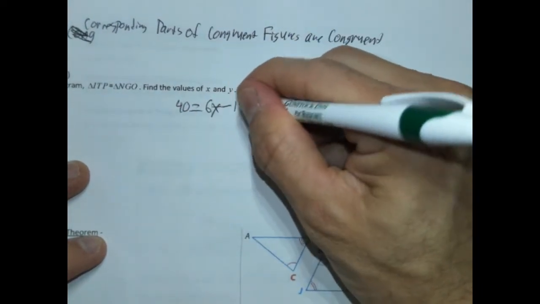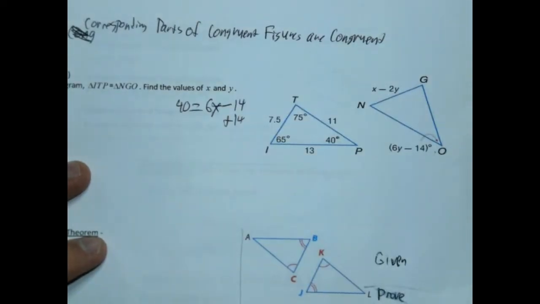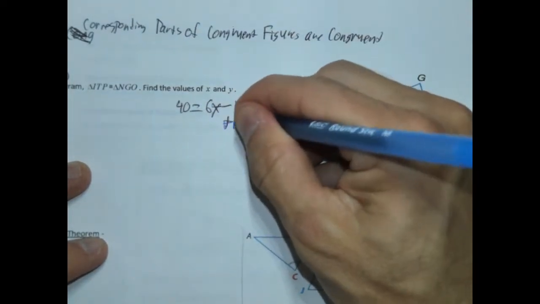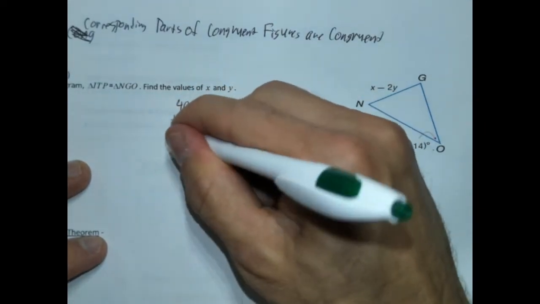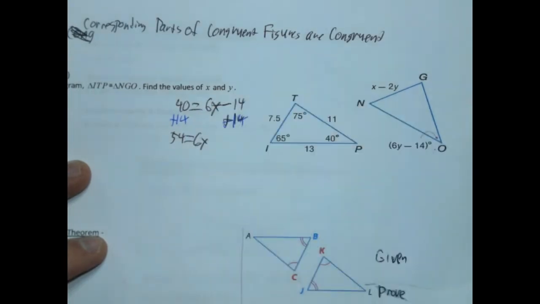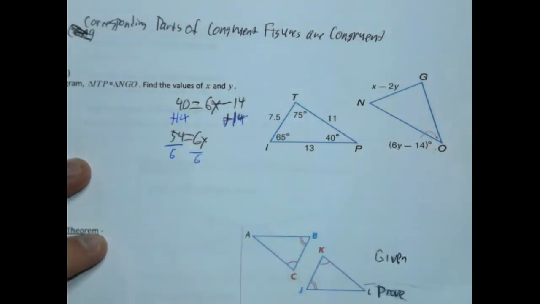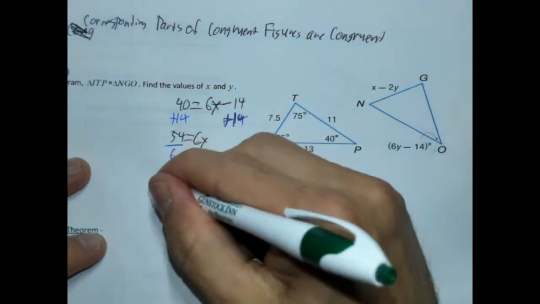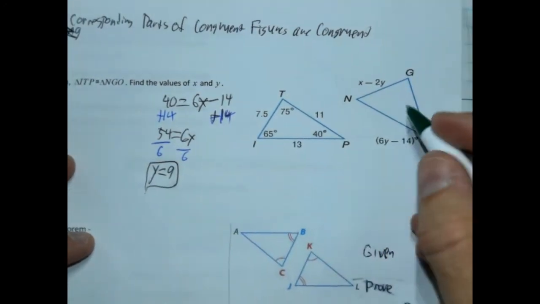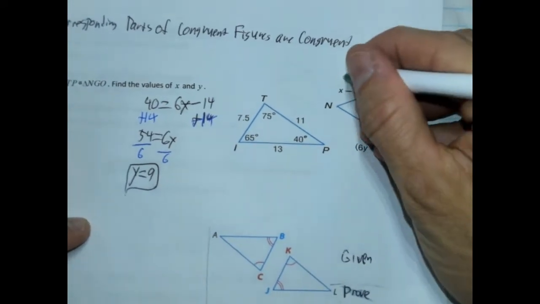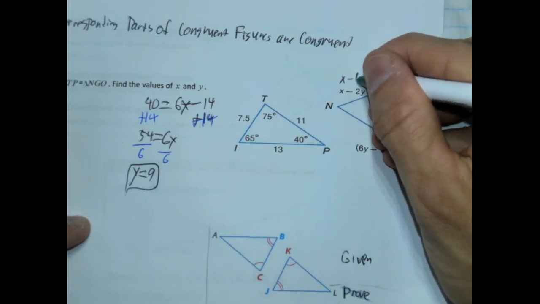We're going to solve for y here, so we're going to add, actually I'll use a different color for that, plus 14. So 54 equals 6y. I'm going to solve that algebraically, so we're going to divide by 6. And that is going to be 9, so y is equal to 9. Okay, that's not too bad. So we can change this to x minus 8, 2 times 9 is 18, so x minus 18.